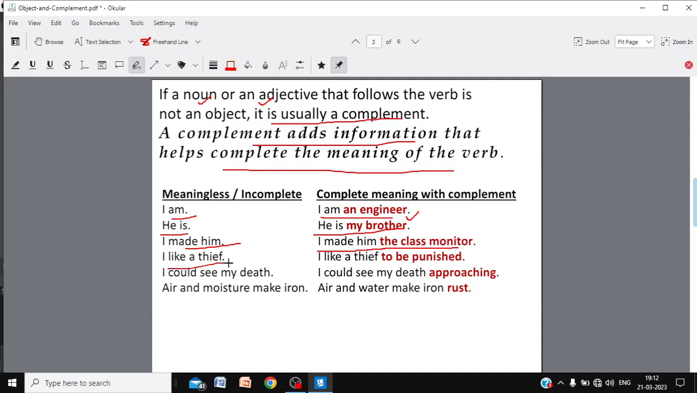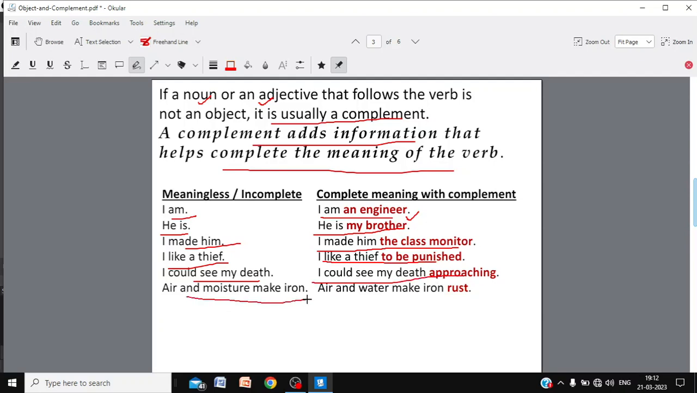I like a thief. Grammatically it is complete, but actually you are saying something which you do not mean. But I like a thief to be punished. Now you are actually making yourself clear. I could see my death. Meaningless. I could see my death approaching.